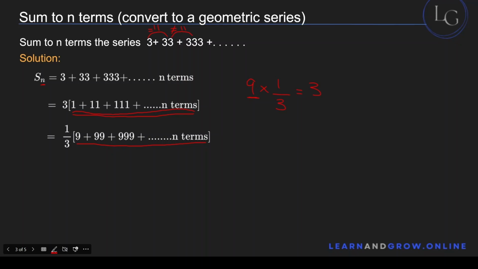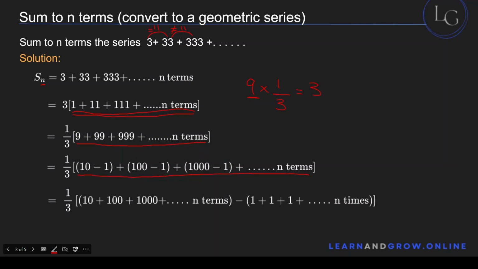But again, this is not a geometric series. So what we'll do is we'll write down 9 as 10 minus 1, 99 as 100 minus 1, 999 as 1000 minus 1. So basically this goes on till n terms: 10 minus 1, 100 minus 1, 1000 minus 1, 10,000 minus 1, 100,000 minus 1, and so forth. So this is the new series. Now it may be confusing why we have done this, but bear with me, because now we can distribute this series into two different series.